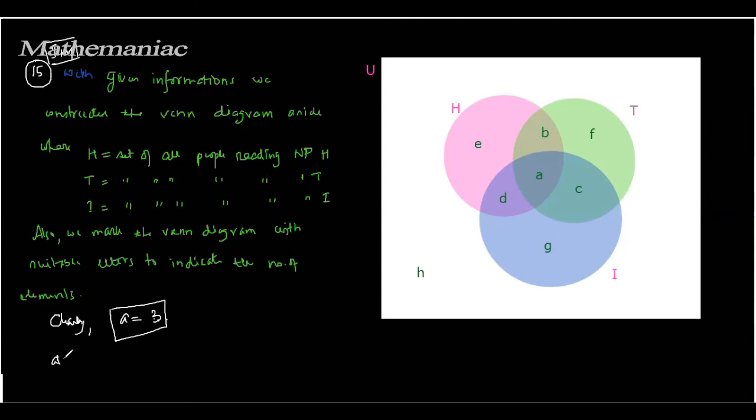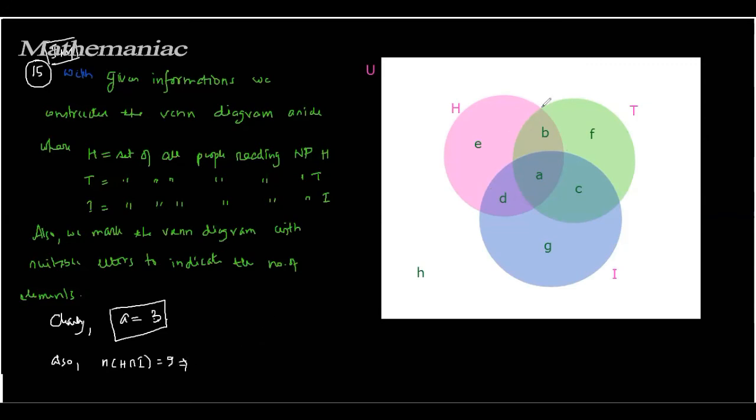Then you come out and you talk about two at a time, not three at a time, two at a time, right? That means also we have the number of elements in say two. First, you consider reading newspaper H and I. How many are reading newspaper H and I? It is H intersection I. That is 9. Okay, very fine.